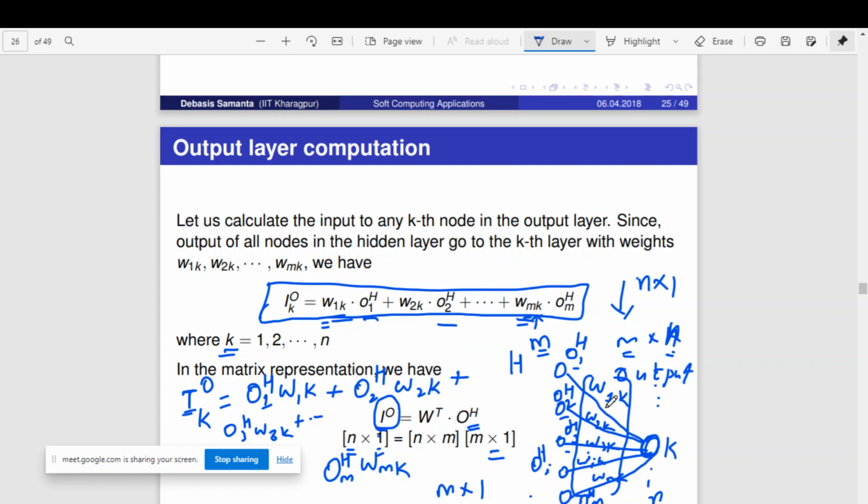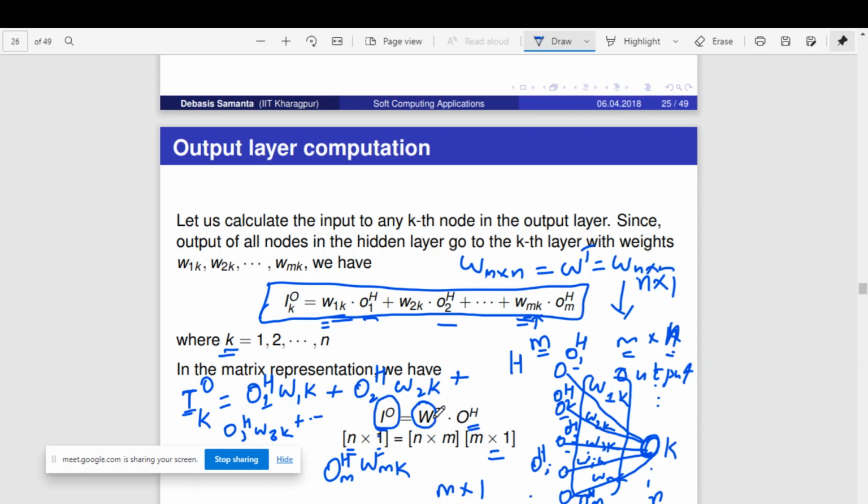What will be the size of that W matrix? M cross n. So this weight matrix will be m cross n. So that is W. If you take the transpose of that, then what will be its size? N cross m. So W transpose is n cross m. Okay, so that is what we get.